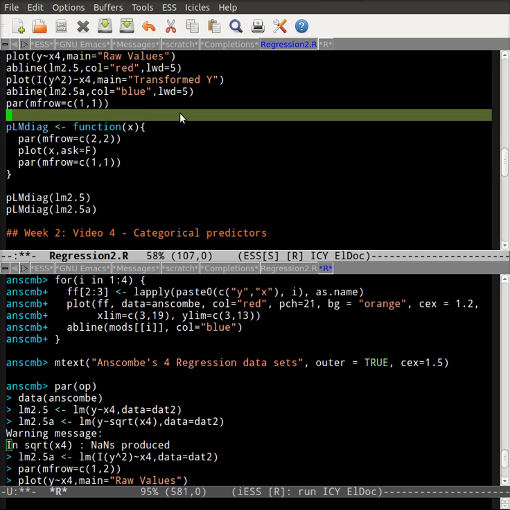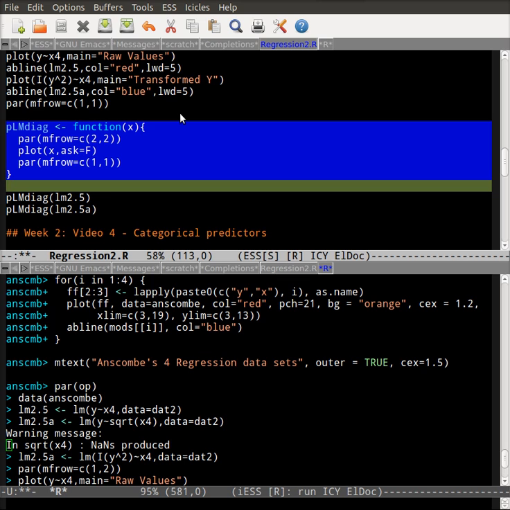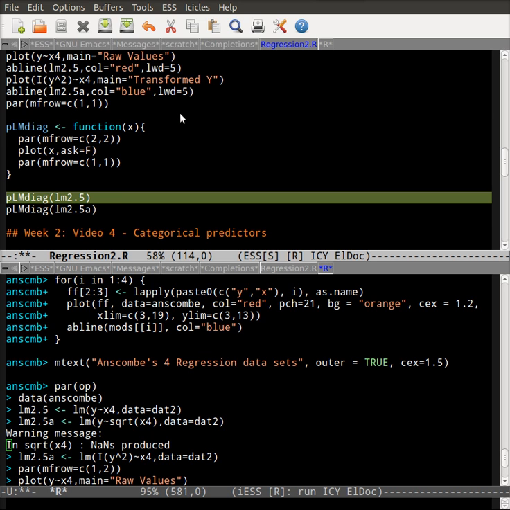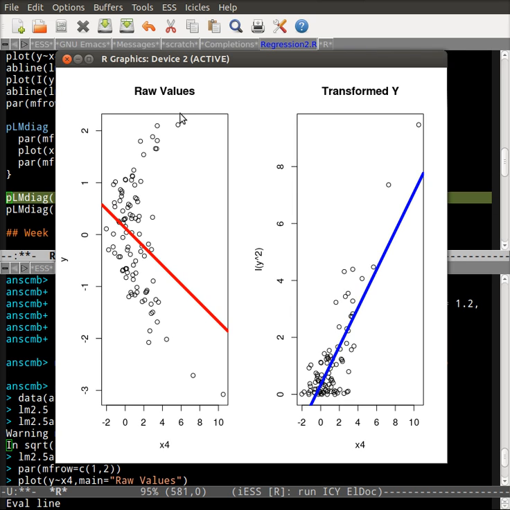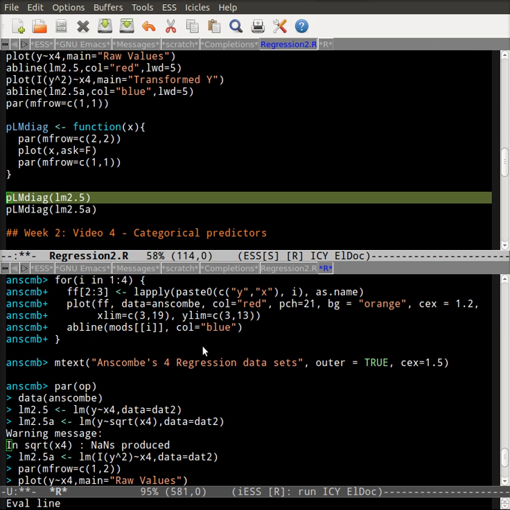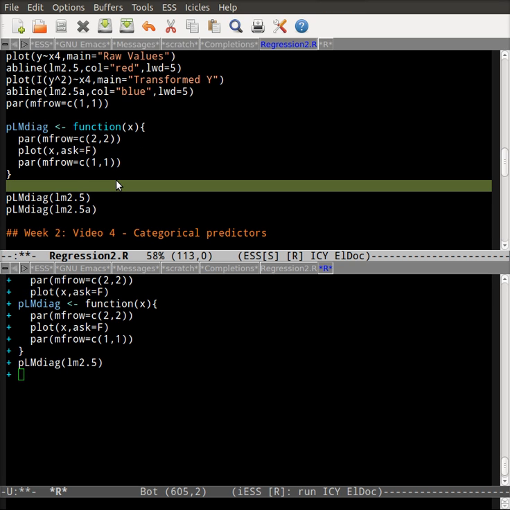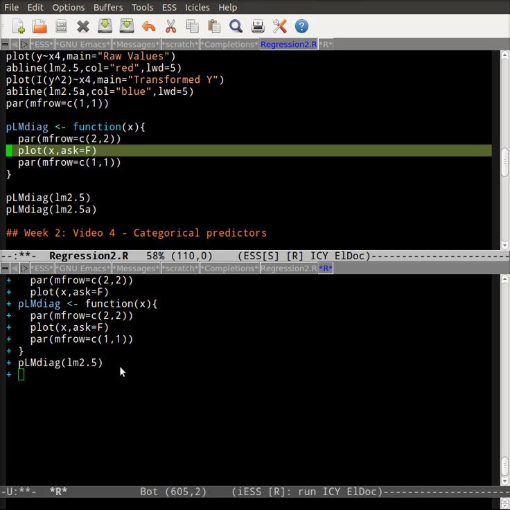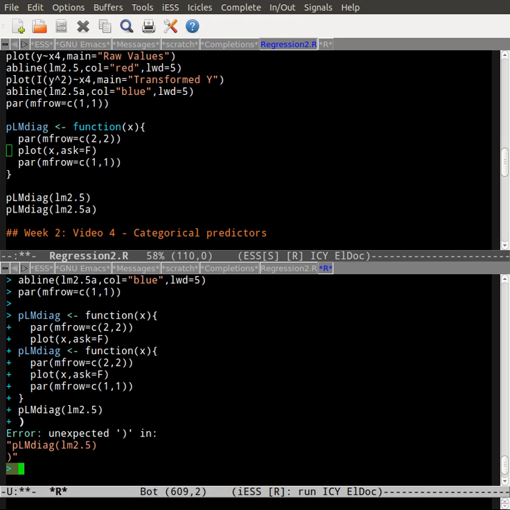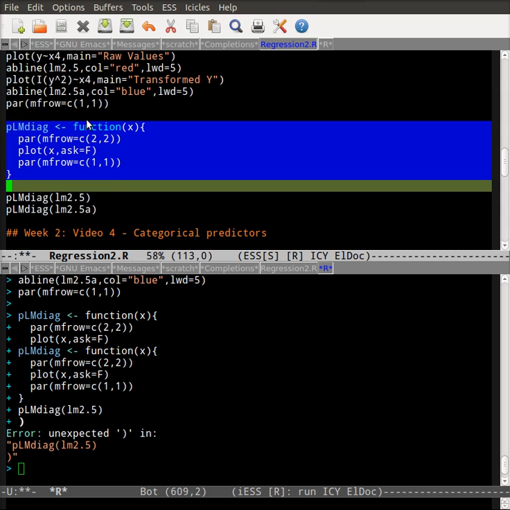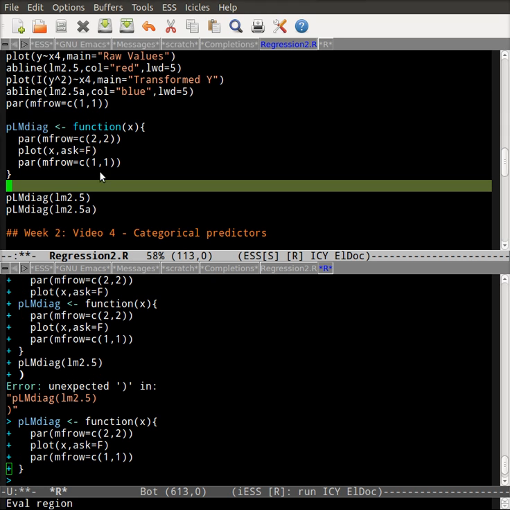Incidentally, I created a little function here so that you can run regression diagnostics, and these are regression diagnostics. Whoops, I don't know what happened here. Looks like I need a parenthesis someplace. Okay. Everything runs.